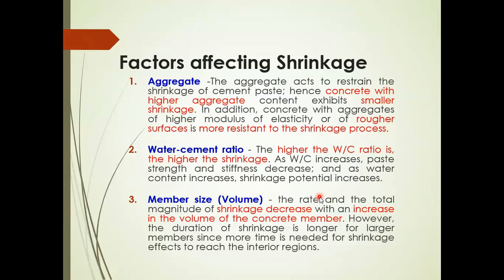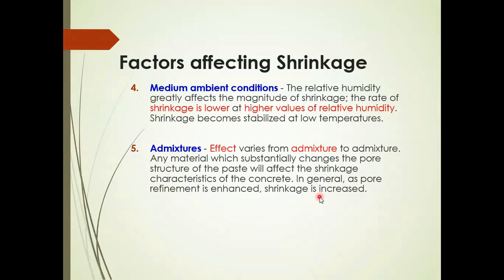Okay, the third one is the member size. The rate and the total magnitude of shrinkage decrease with an increase in the volume of the concrete member. However, the duration of shrinkage is longer for a larger member. The fourth factor is the ambient condition, where relative humidity greatly affects the shrinkage. The rate of shrinkage is lower at higher values of relative humidity. The shrinkage becomes stabilized at low temperature.